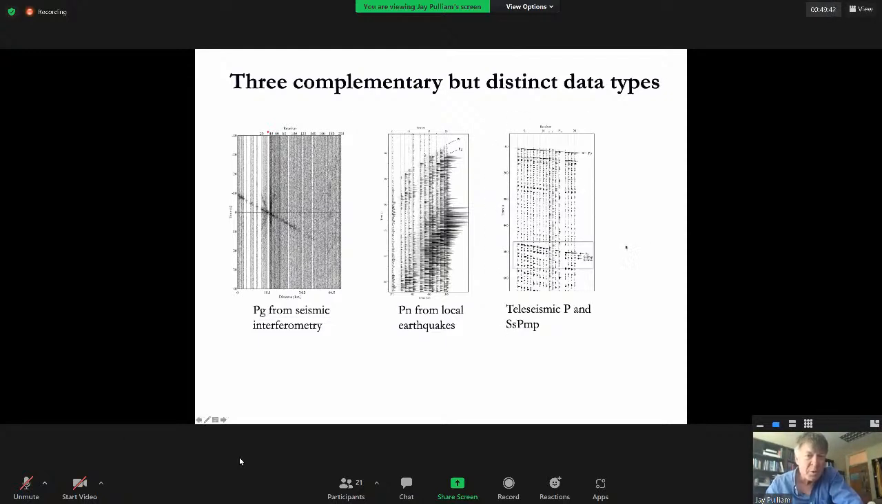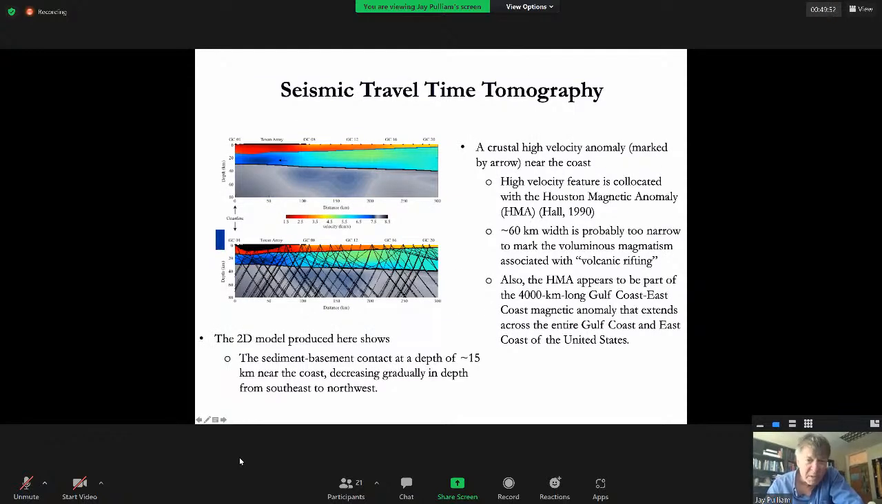And then we also used teleseismic waves from very distant earthquakes on the other side of the world, a couple of different types, including this particular SSPMP phase, which has a ray path. I'm sorry, I didn't show you the ray paths here, but it comes up, converts from S to P, and then reflects off of the moho and back up to the surface as a P again. So it's a reflected phase on the upper side of the moho. So these are the ray paths.